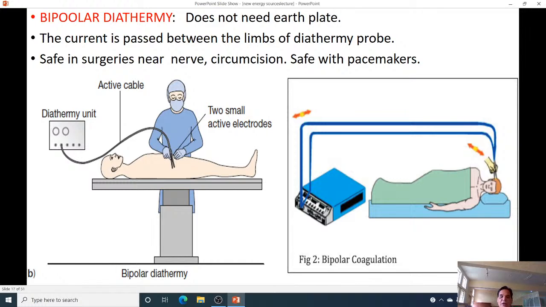As against that, bipolar does not need an earth plate. If you see this figure, there is no earth plate, only two branches of a forceps, like a tooth forceps, and the current is going back to the diathermy unit. Through a single cable, current is coming, again going back. Here you can see how the coagulation is very distinct, only one object is touching, that is our forceps touching the desired part in case of bipolar coagulation.